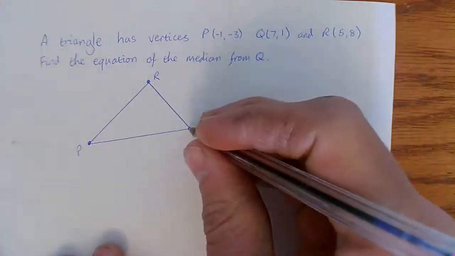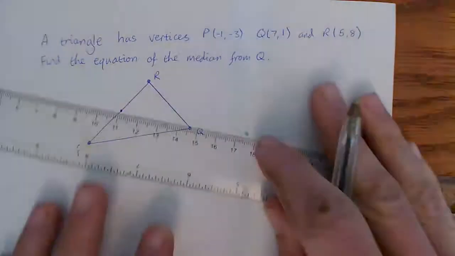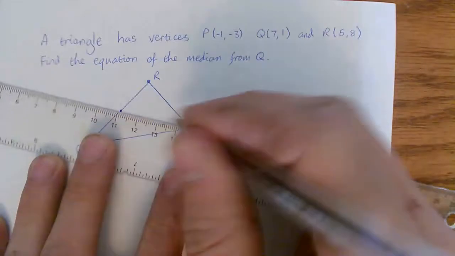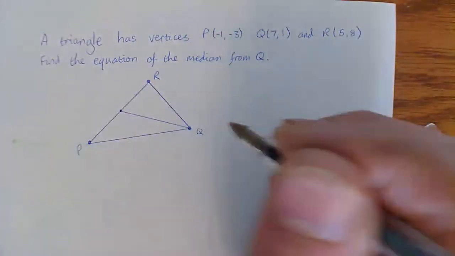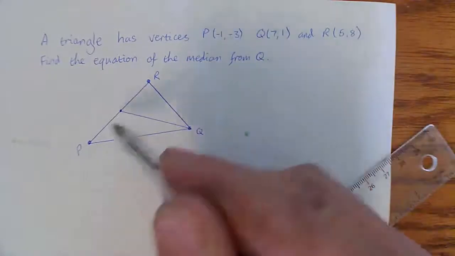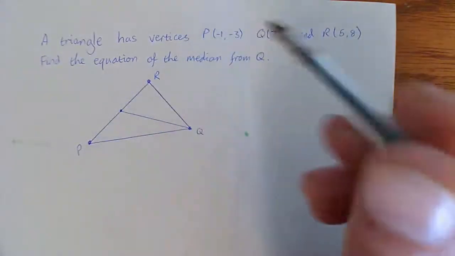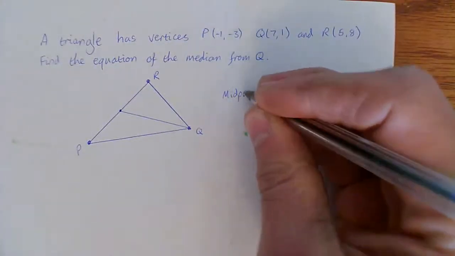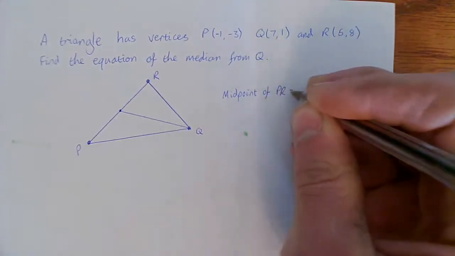So that is the line joining Q to the midpoint of the opposite side. That's just returning to our definition of the median. The median is the line joining Q to the midpoint of the opposite side. Well, that's helpful because as soon as I've got my picture, I can see I need to find the midpoint between P and R. So first thing I'm going to do is the midpoint of PR.